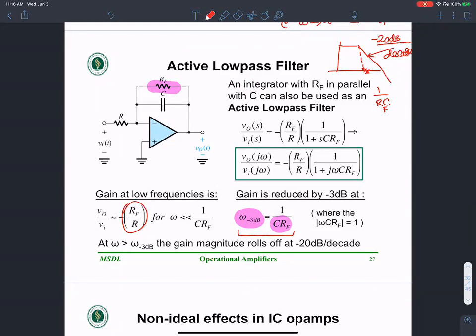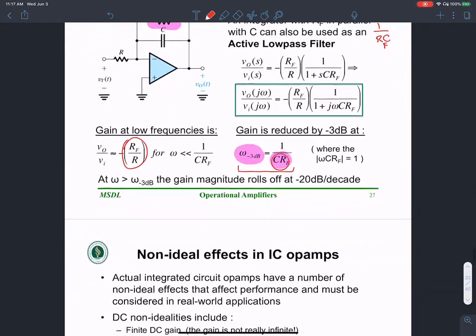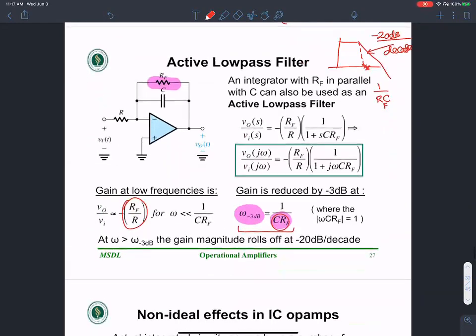In the last class, the day before yesterday, you were all doing the AC analysis, and found that at exactly 5.310 kilohertz, the gain was 3 dB below the DC gain. Remember? That's exactly the idea here. So that frequency is going to be 1 over RC. So that's the idea of the active low pass filter.